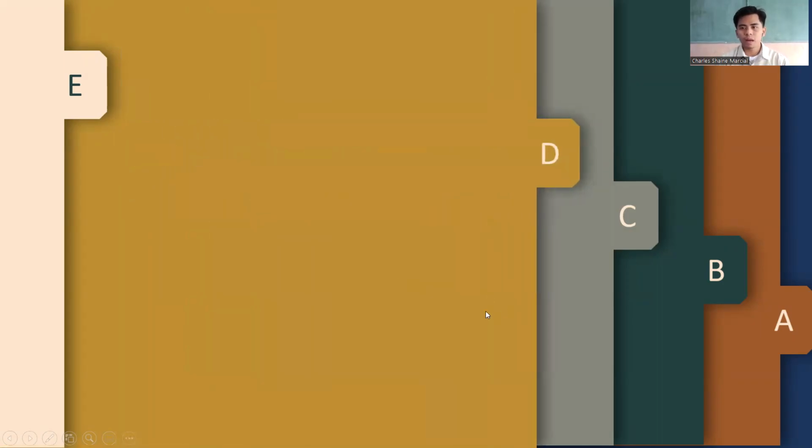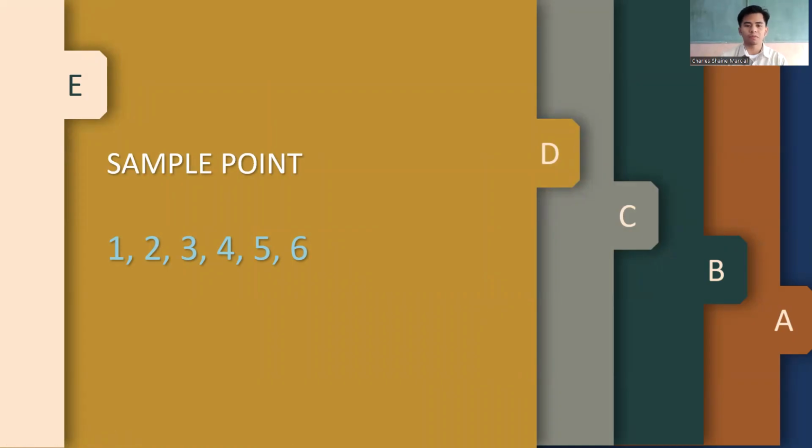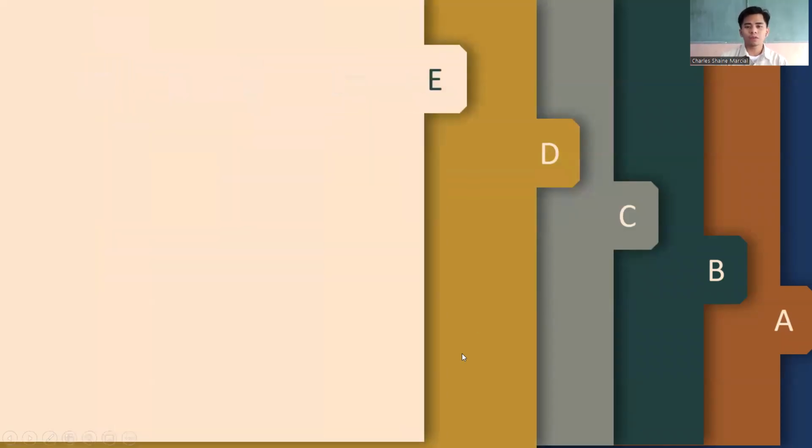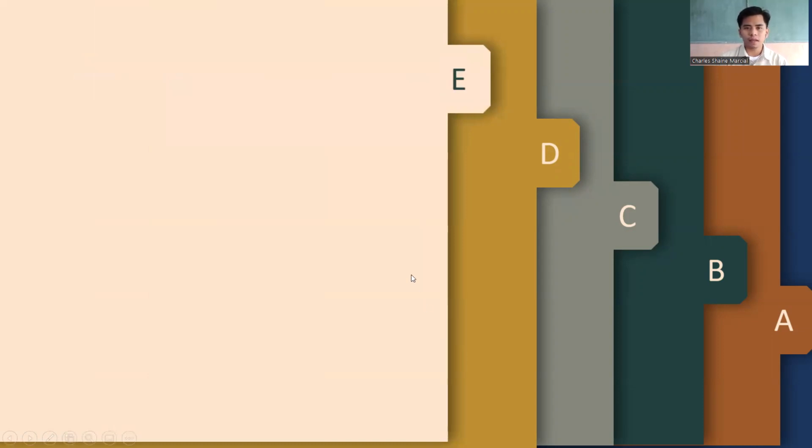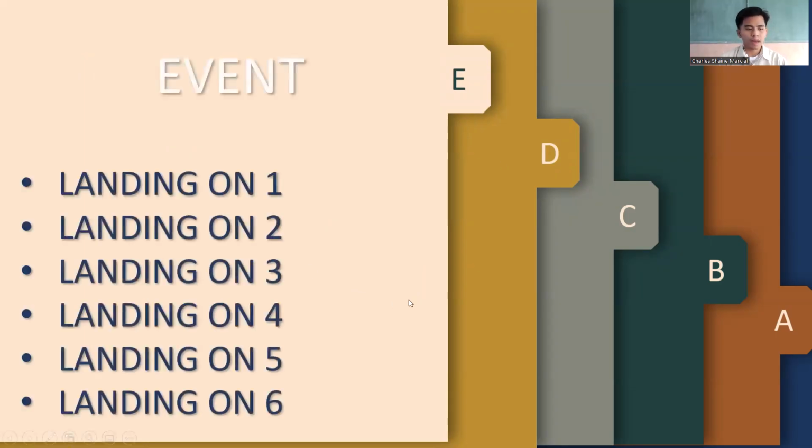Next, we have the sample point. Okay? Sa sample point naman, we will just write the numbers 1, 2, 3, 4, 5, 6. Okay? No need to use the braces. Okay? That's our sample point in drawing a die. For event naman, of course, yung magiging event natin since subset of the sample space, it's either we land on 1, 2, 3, 4, 5, or 6. Okay, so that's the event for rolling a die.